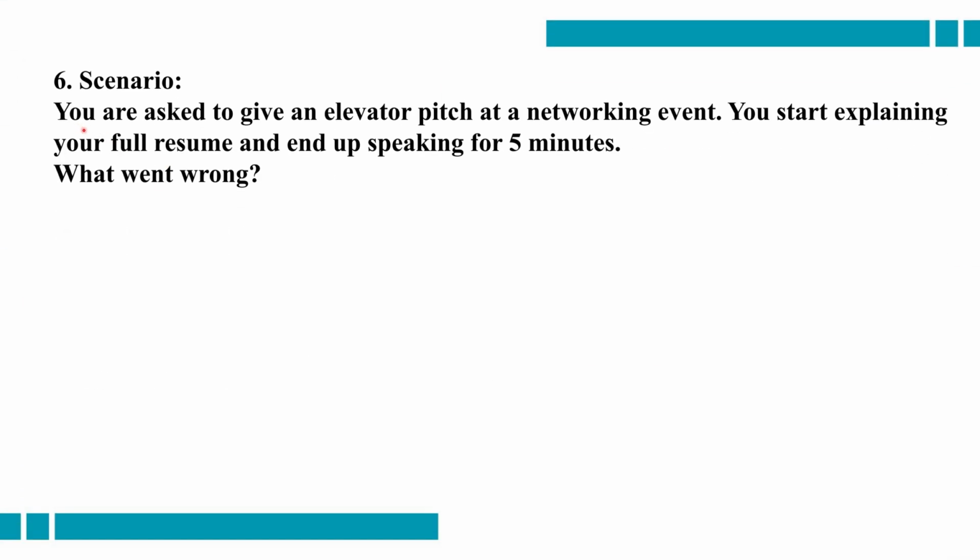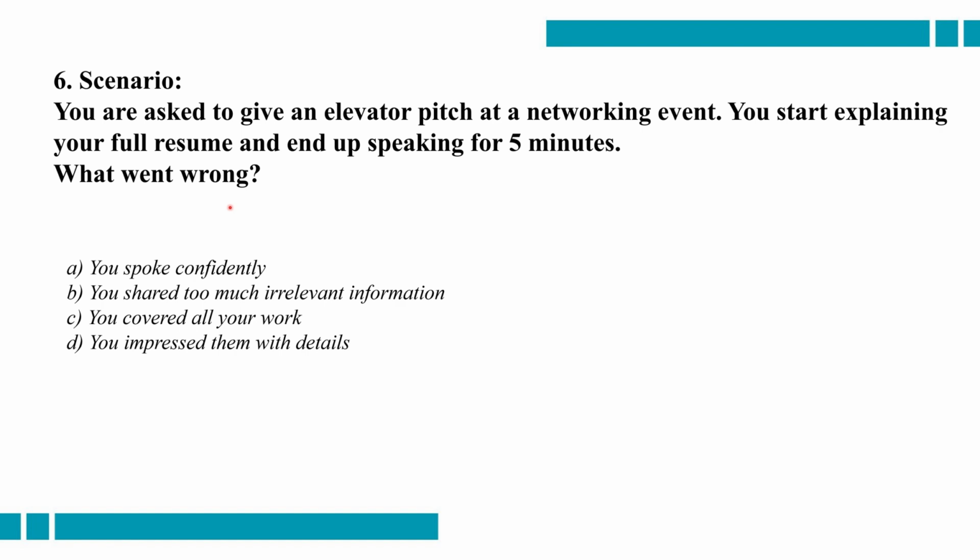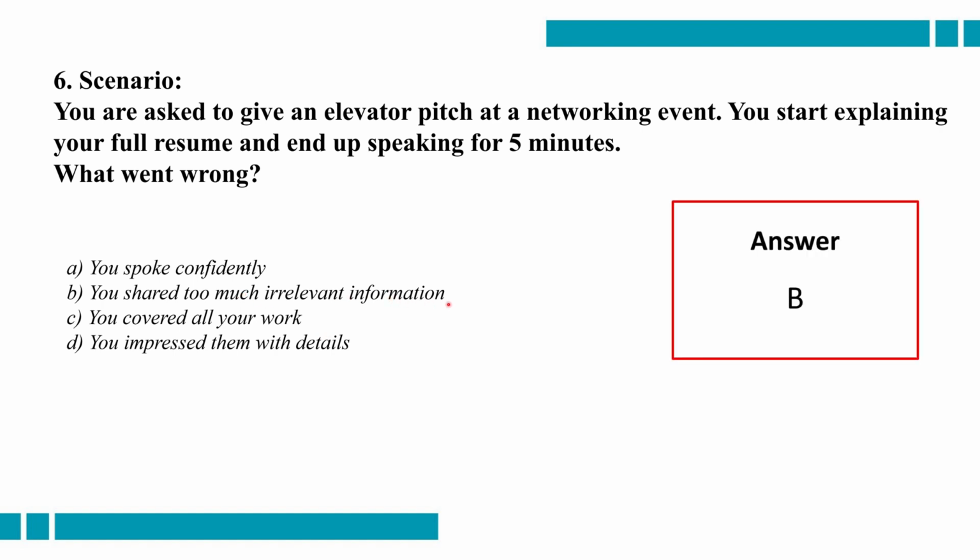Next scenario. You're asked to give an elevator pitch at a networking event. You start explaining your full resume and end up speaking for 5 minutes. What went wrong? Options are: you spoke confidently, you shared too much irrelevant information, you covered all your work, you impressed them with details. So this scenario tests your understanding of what an elevator pitch really is. The correct answer is option B, you shared too much irrelevant information.